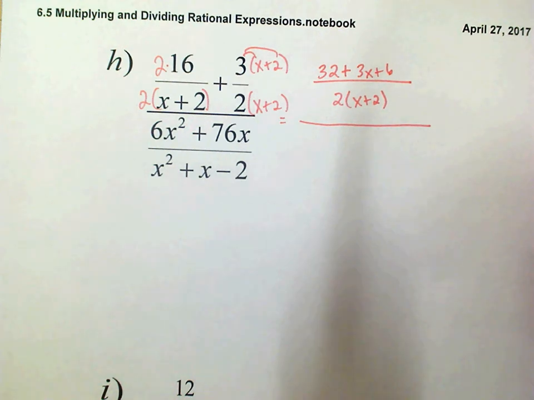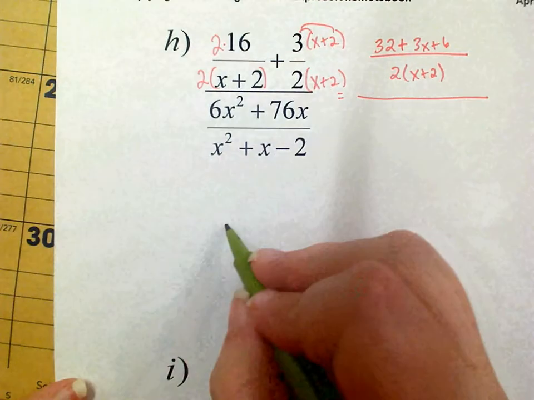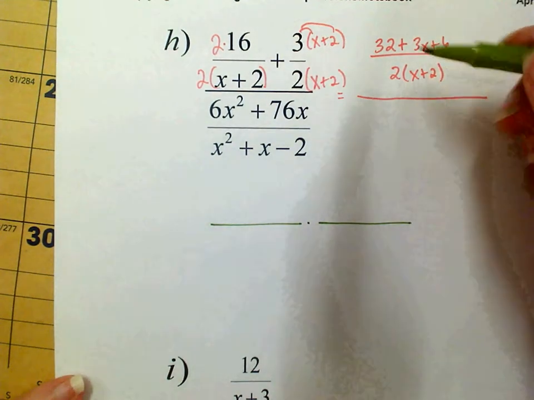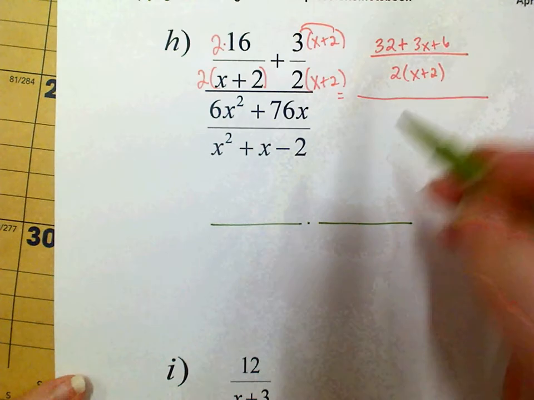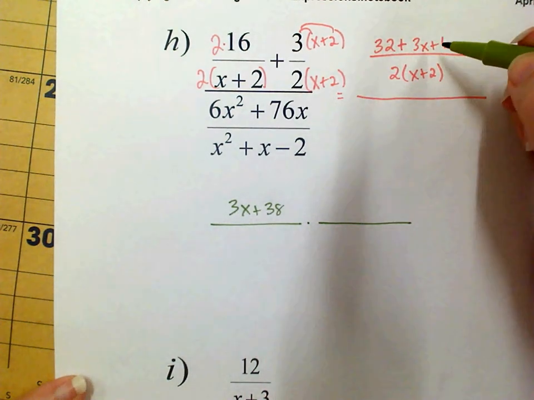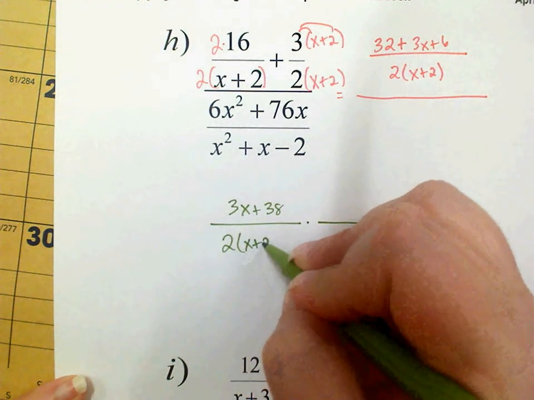I'm going to go ahead and just write it as multiplication. Okay, so this is the numerator, right? That stays the same. That's 3x plus 38, because 32 plus 6 is 38. And the denominator is 2 times x plus 2. Right? I just don't want to do steps multiple times. So this is the numerator.